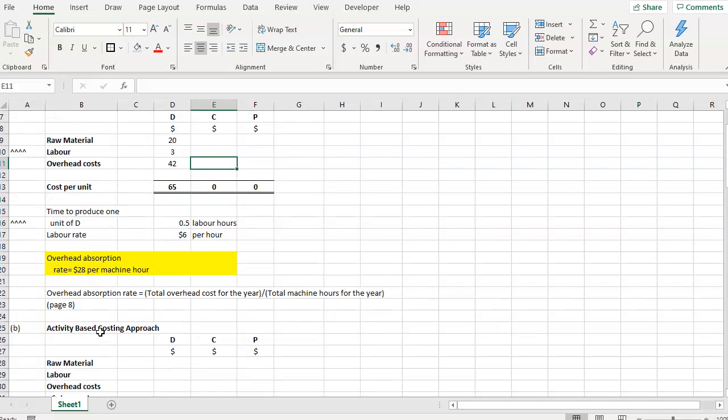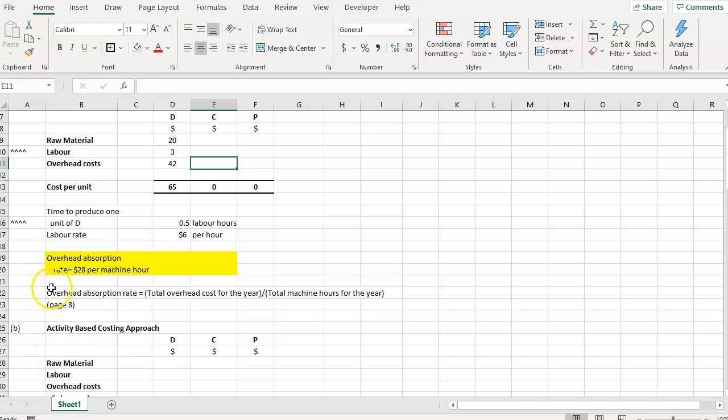Now, I also mentioned in the lecture last night, before we had to shut down, that there are various ways to describe and by extension calculate the overhead absorption rate. Now in this question, it was already done for you. If, however, you're given another question, you may have to calculate this overhead absorption rate by yourself.